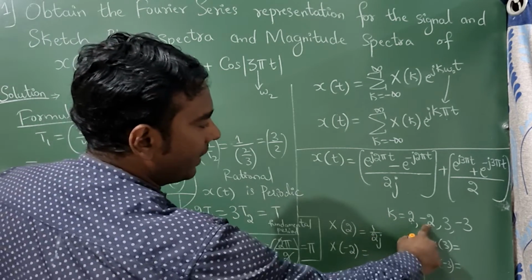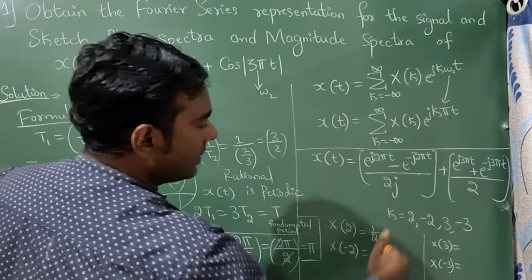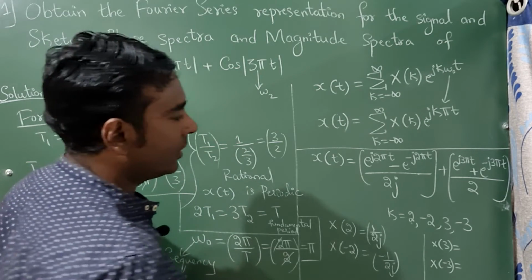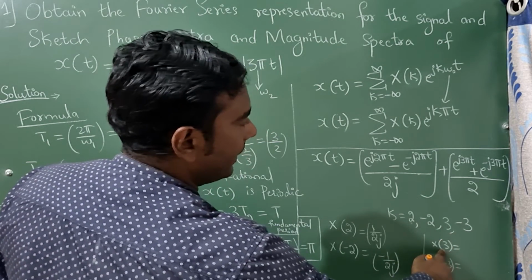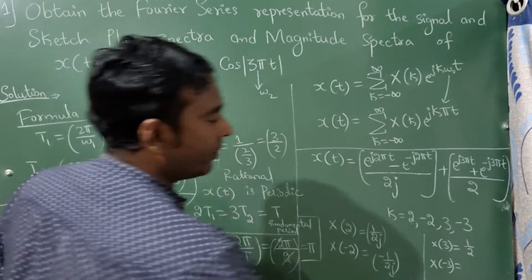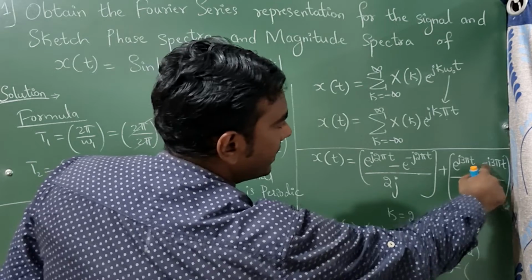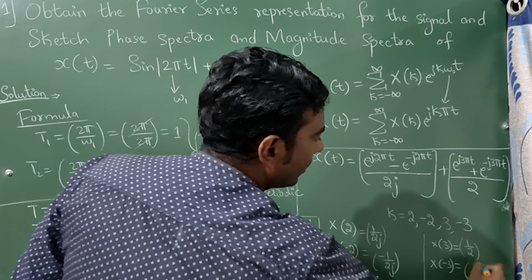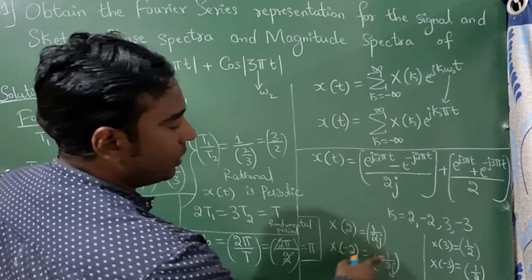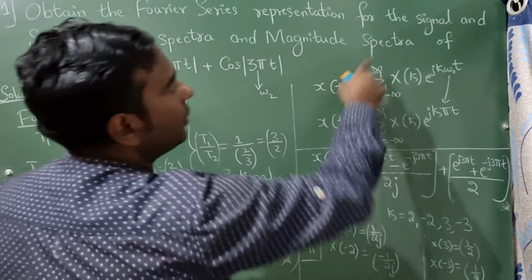Okay, next I have taken k value as minus 2. So minus 2 is here. Again, what is the coefficient? It is minus 1 upon 2j. Here k value I have taken 3. So from here 3 means the coefficient is 1 upon 2. Now k value I have taken minus 3, so minus 3 is here. What will be the coefficient? 1 upon 2. You can tell these are real part and these two are imaginary part. This is very useful while drawing the phase spectra and magnitude spectra.